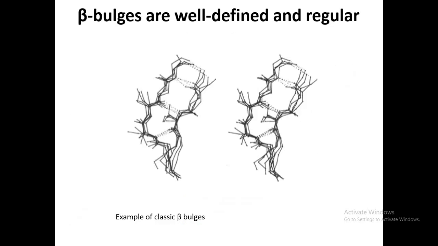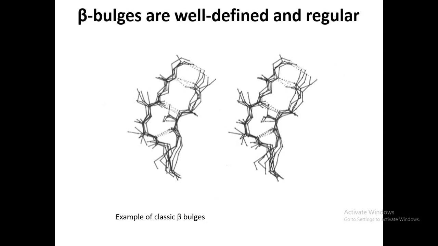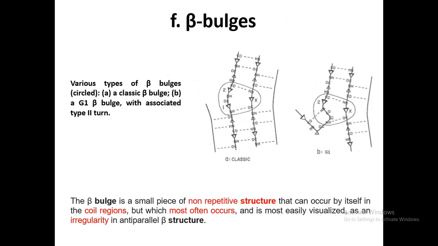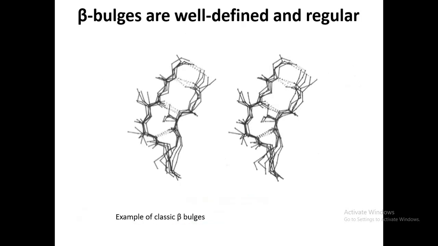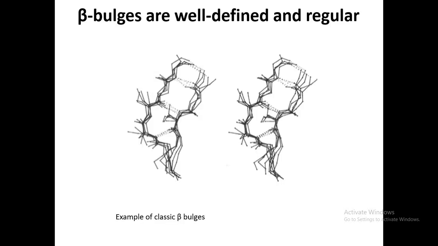A bulge is a well-defined, regular structure that is found in the coil, where it is a non-repetitive structure. However, if it is present in a beta sheet, it is found as an irregularity. A beta bulge is regular in itself, but when found in beta sheets, it is considered an irregularity in the beta sheet. So this was all about the different secondary structures of protein.